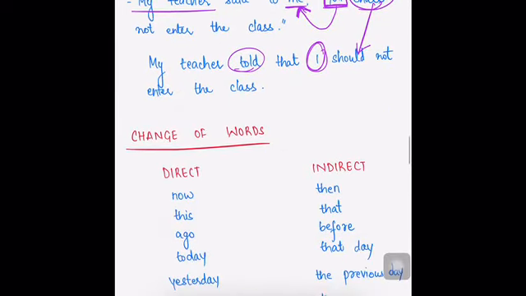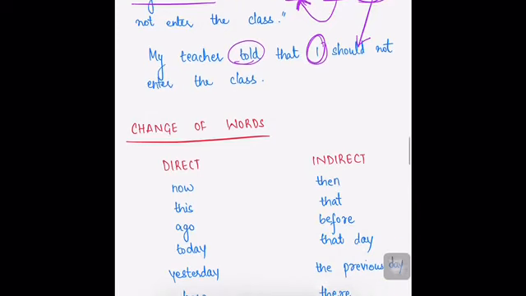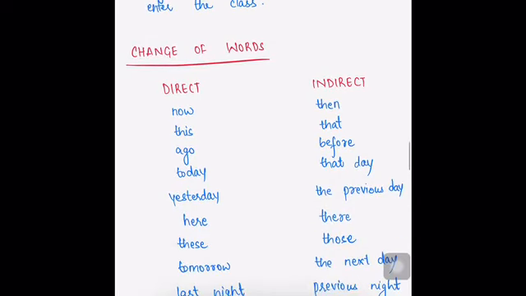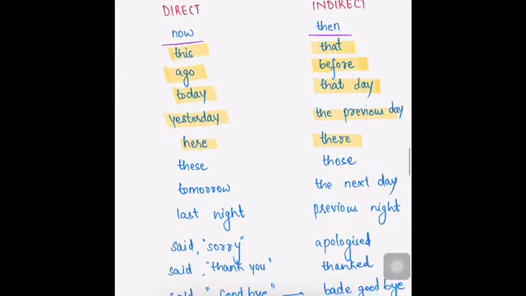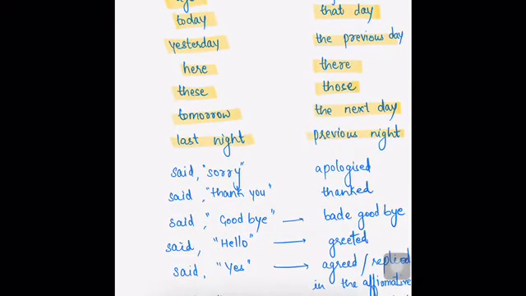Okay, now how do we change certain words? We'll have a look over that. Now will change into then. This will change into that. Ago into before. Today, that day. Yesterday into the previous day. Here into there. These into those. Tomorrow into the next day. Last night into the previous night.